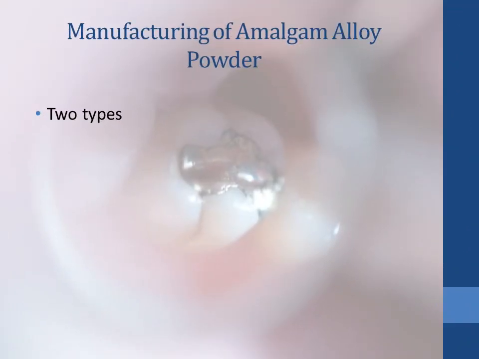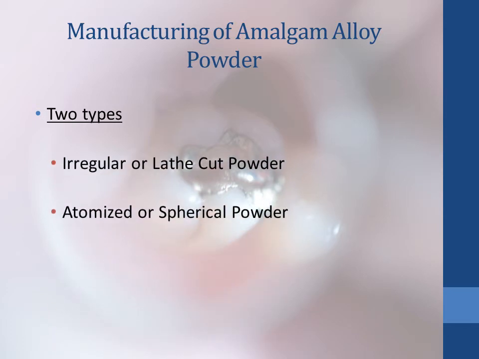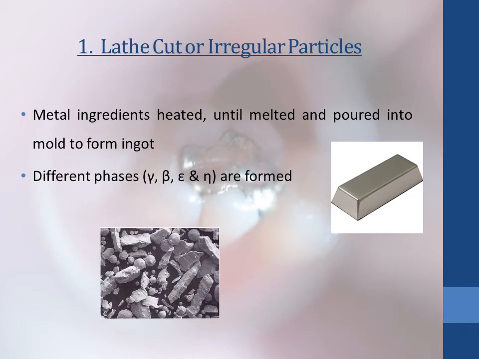So, if we talk about the amalgam alloy powder, as we mentioned, there are the lathe cut or irregular alloy and the atomized or spherical powder. This was also the classification according to the particle shape or geometry. So, how are they manufactured? Just a brief idea: the lathe cut or irregular particles, as the name suggests, and you can see from the picture, are irregular crystals. The metal is heated, melted, and poured into a mold to form an ingot, and different phases are formed at this stage: gamma, beta, epsilon, and eta.